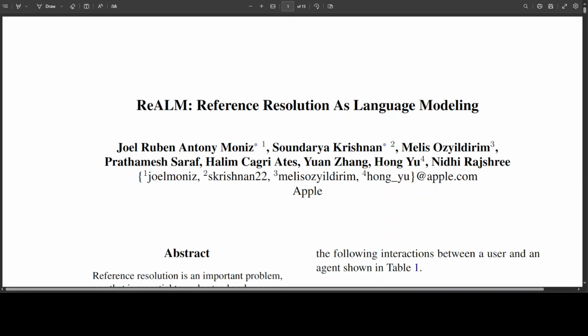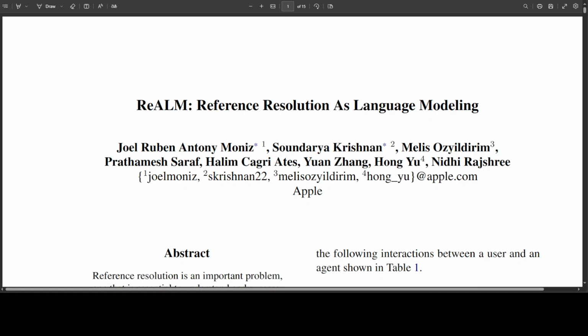Apple has announced ReALM. ReALM stands for Reference Resolution as Language Model. Reference resolution is quite an interesting field, especially when it comes to large language models these days. Reference resolution refers to the process of identifying and understanding the references or entities that are being referred to in a given text or conversation.